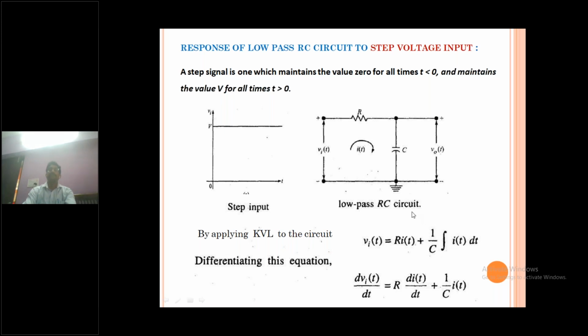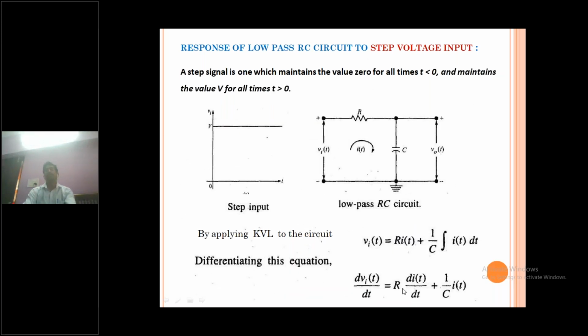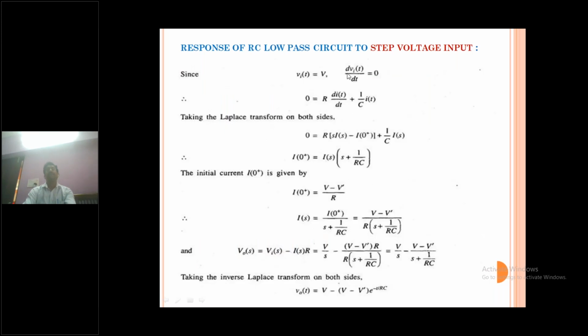Now this differential equation you have to solve. It can be solved either in the time domain or using the Laplace transform. We already said in signals and systems that the Laplace transform is the easiest compared to the time domain. So this first order differential equation is solved in the S domain, that means the Laplace transform domain.